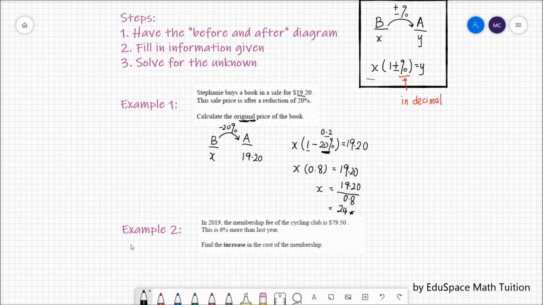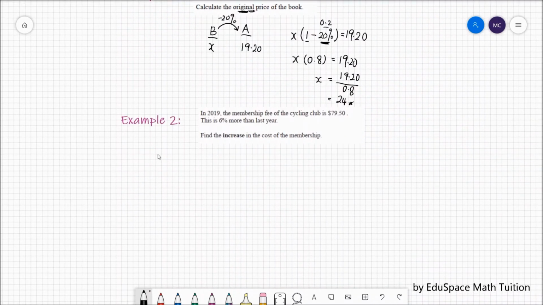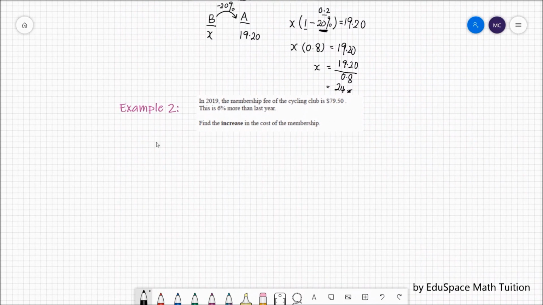Let's look at the second example. In 2019, the member fee of the cycling club is $79.5. There is a 6% increment more than last year. So find the increase in the cost of the membership. So again, this is an increment of 6% from the last year. So it's better for us to do a before and after case diagram.